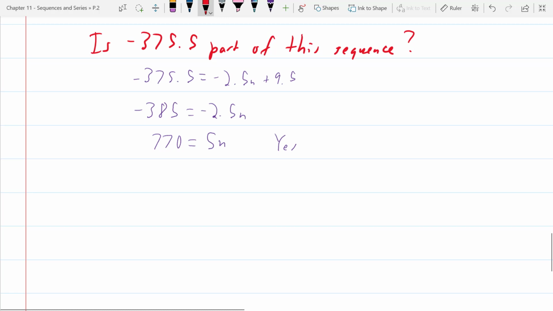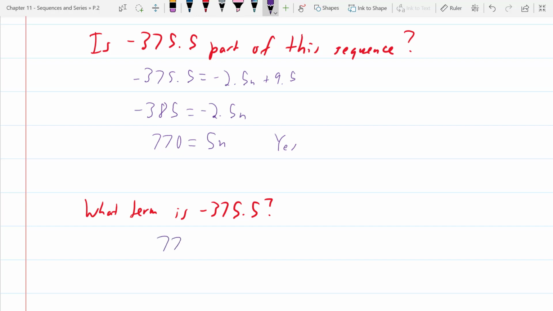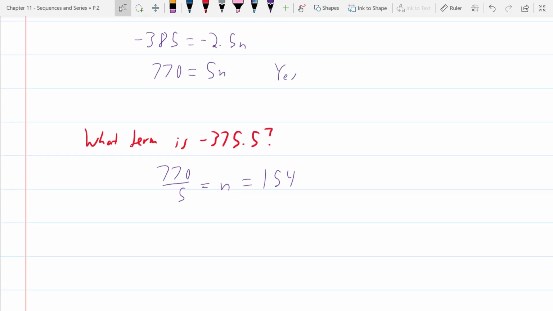My final question could actually be the next extension of this and say, what term is negative 375.5? So if I want to know that, I'm just going to go 770 divided by 5 is equal to n, which means that n is equal to 14. So that means that, no, so n is not 14. N would be 154. So that means that negative 375.5 is the 154th term.